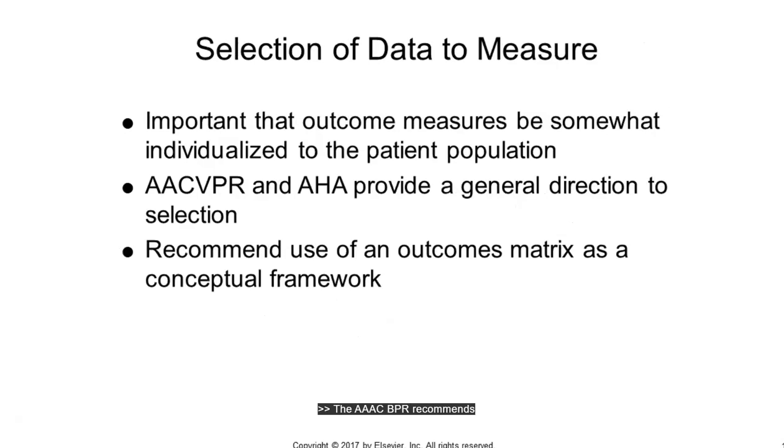The AACVPR recommends an outcomes matrix which includes a risk factor profile, symptoms, hemodynamic status, functional capacity, exercise response, lipid levels, blood pressure, glycosylated hemoglobin or HbA1c for diabetes management, weight body mass index, physical activity, nutrition, psychosocial management, and smoking cessation.